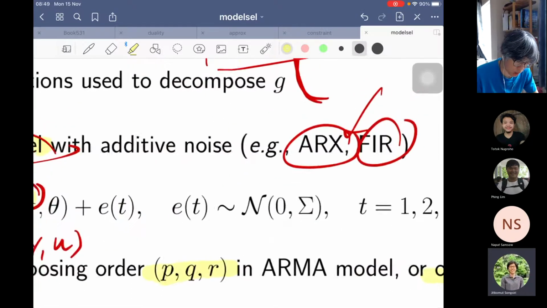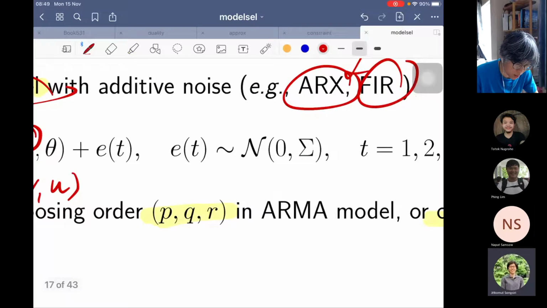Can someone recall what p, q, r mean? What is p? What is the order p? Order of which term in an ARMA process?